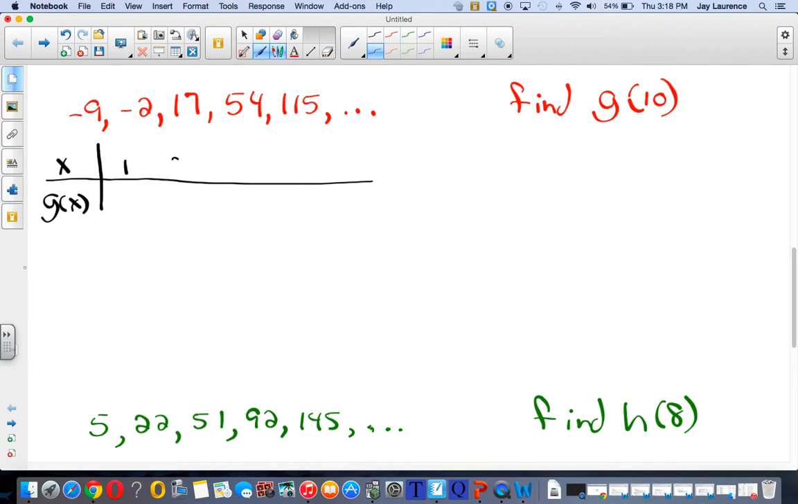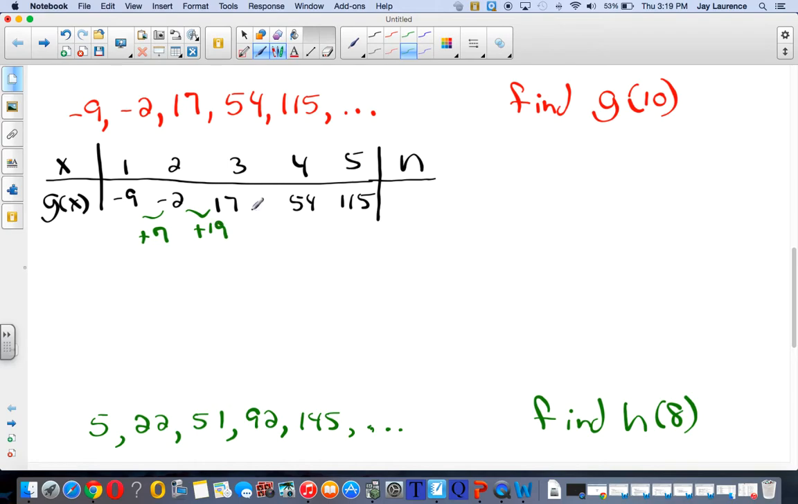Okay, so let's see, 1, 2, 3, 4, 5. I'll need the nth term. And let's see, -9, -2, 17, 54, and 115. And then I'm going to find my first differences. So it looks like it's plus 7, and then plus 19, and then plus 37, I think, and plus, is that 61? I think that is 61.